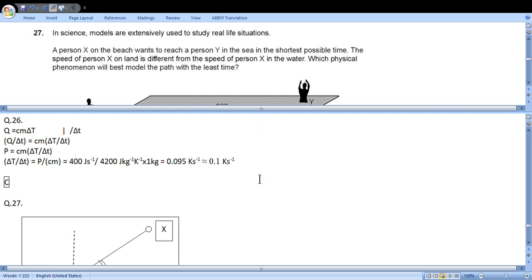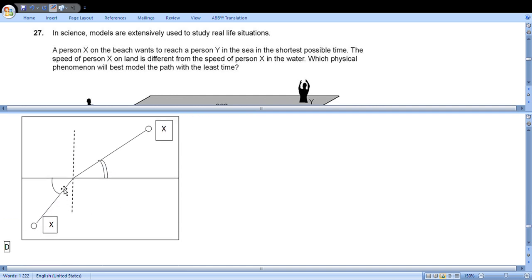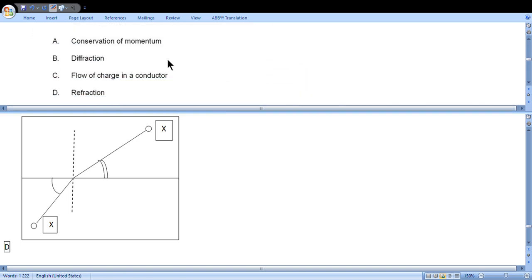I don't know, is it least time or not least time? The path resembles refraction. So I choose refraction.